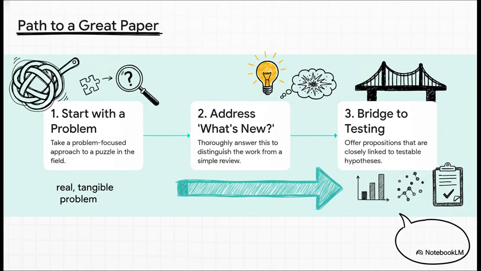And here's the path to getting it right. It always starts with a real-world problem or a confusing puzzle. Then it offers a genuinely new angle on it. But here's the most important part. It can't just stop there. A great conceptual paper offers testable propositions. It gives other researchers a roadmap, saying, here's this new idea, and here's how you can go out and see if it's right. It creates that crucial link between a big idea and the real world.